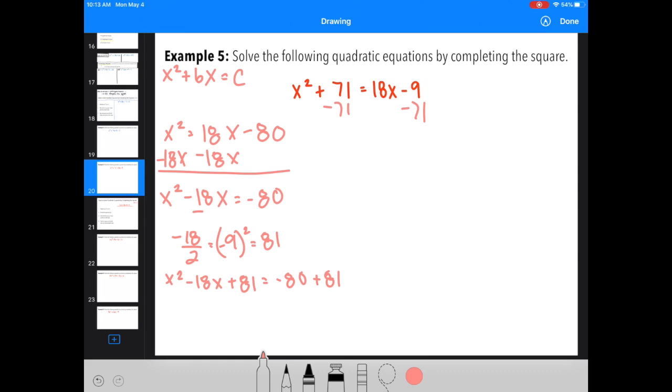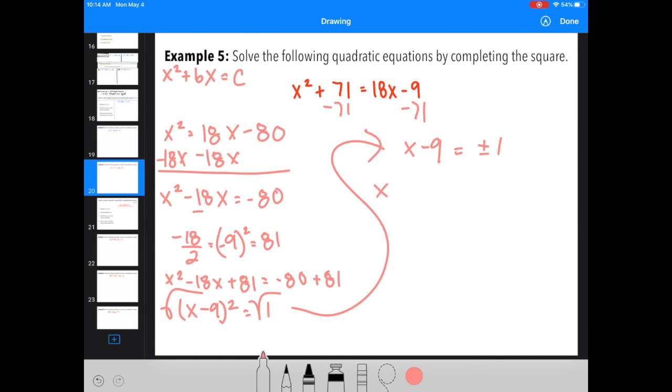All right, time to factor and simplify. So x squared minus 18x plus 81 simplifies down to x minus 9 squared is equal to 81 minus 80 gives me 1. I'm going to take the square root of both to get rid of that squared value. So I'll have x minus 9 is equal to plus or minus 1. I'm going to break it up and solve for x. So plus 9, plus 9. I'll have positive 1 plus 9, and x is equal to negative 1 plus 9. So x is equal to 10 and 8.